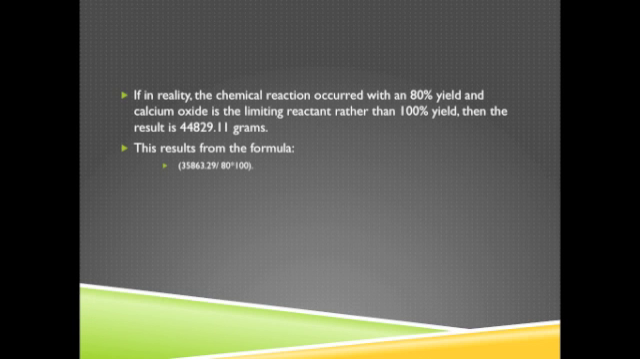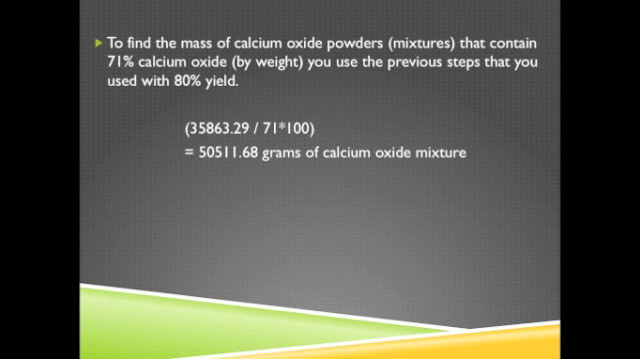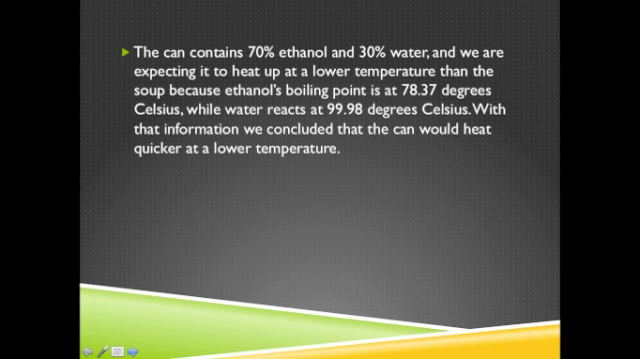If instead of the original 100% yield, we were looking for the 80% yield, we would simply divide by 80 and multiply by 100. To find 71% of calcium oxide, use the same previous steps that you would use when finding 80% yield. You take 35,863.29, divide that by 71, and multiply by 100. Your answer becomes 50,511.68 grams of calcium oxide mixtures.